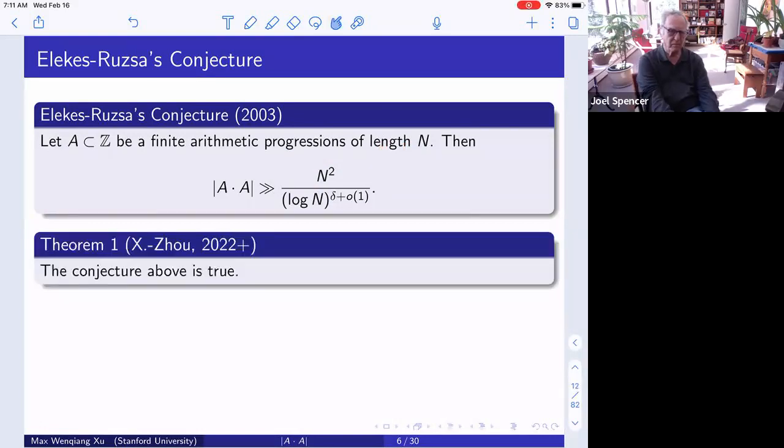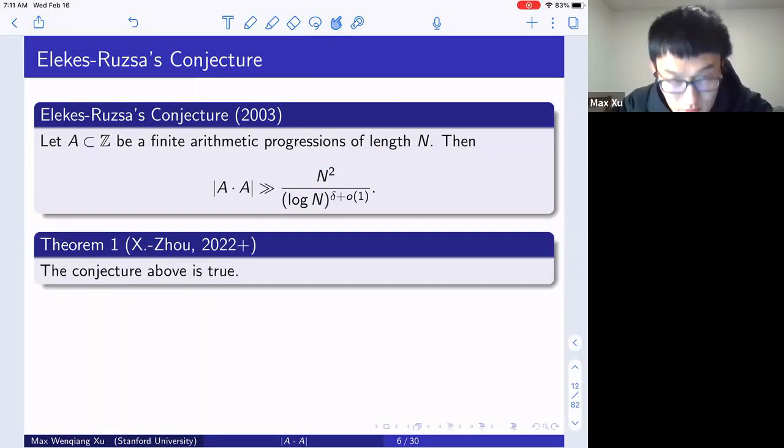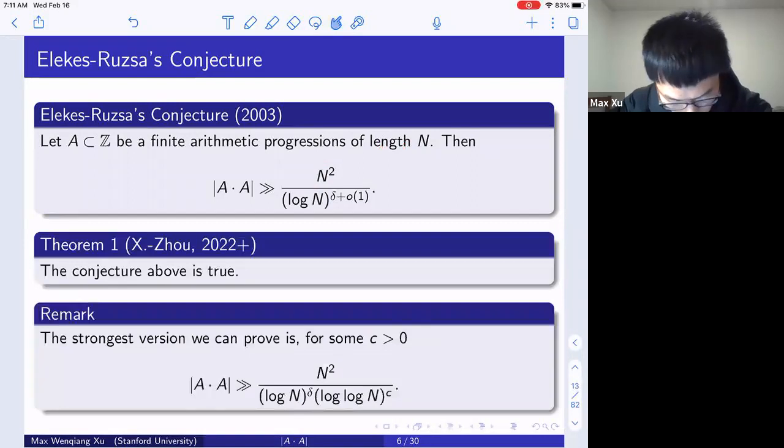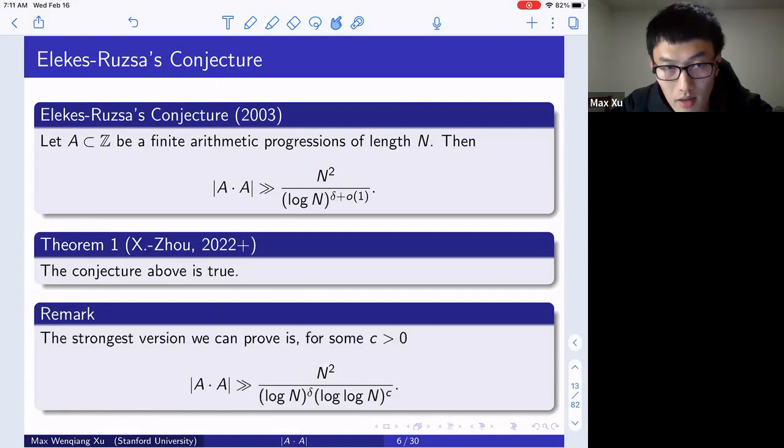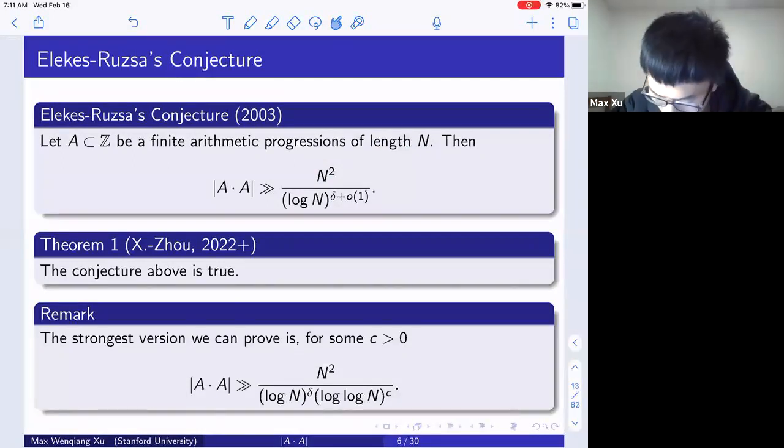So our first result I mentioned today is that we prove this conjecture is true. And so the strong version we can do is actually n squared over log n delta and also log n to some power c. But we cannot do something like what Ford did in his paper, like 3/2. I would say it's larger, like something more like 7/2 or something. So we lost some power of log n here. That's basically a statement of the first theorem.